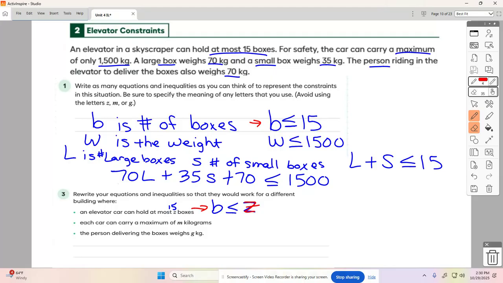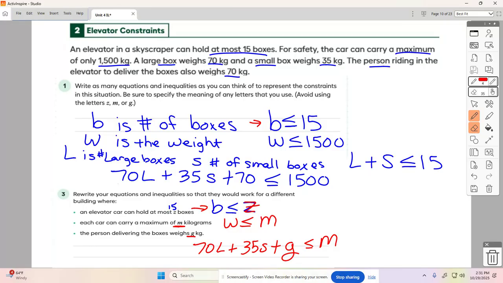Each car has a maximum of M. So this time, instead of the 1,500, my weight has a maximum. It needs to be less than or equal to M, because different buildings might have different elevators that have different maximum weights. And finally, the person carrying the boxes may not be the same delivery person at every place, so we're going to use G. So we'll have 70L plus 35S plus G, and that has to be less than or equal to that maximum weight M.